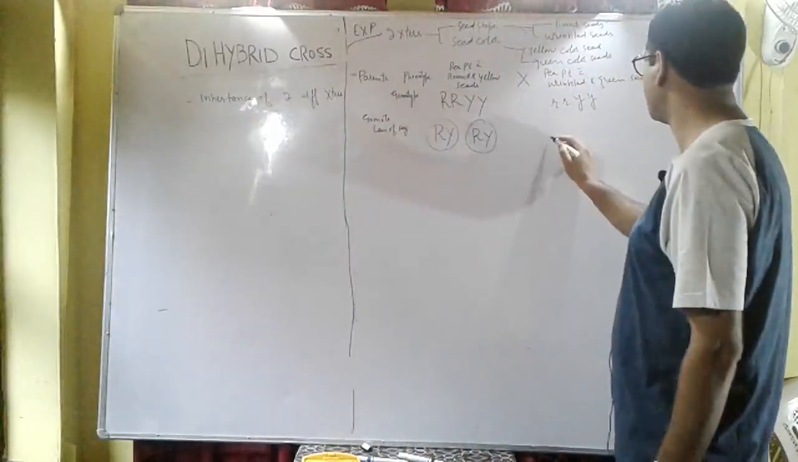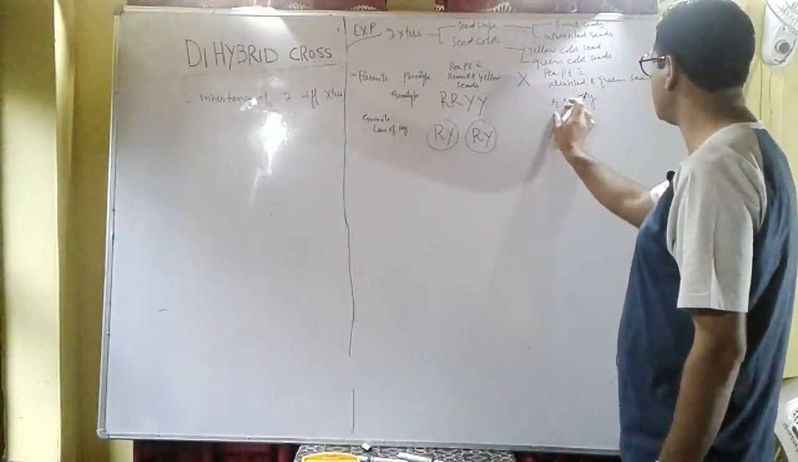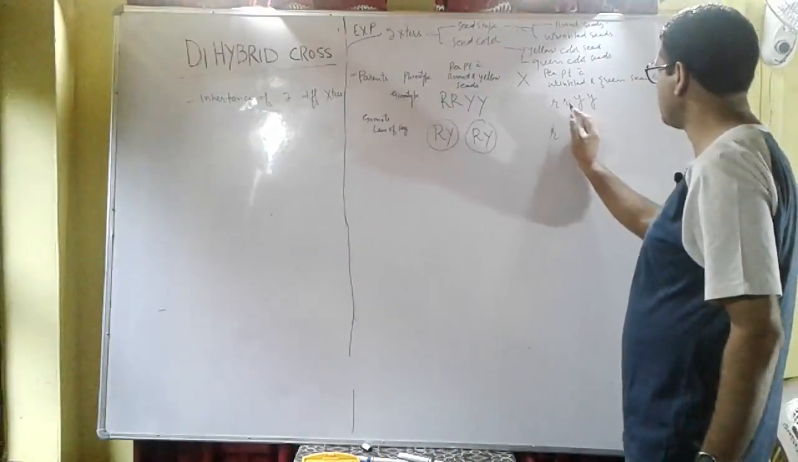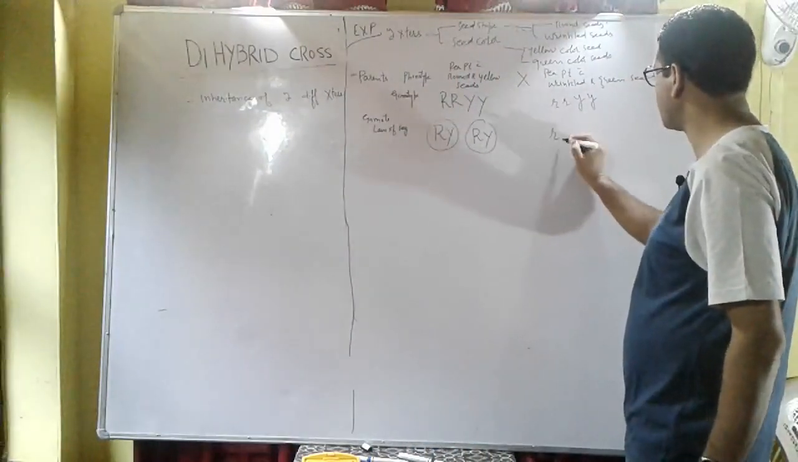Same is the case here. Small r, the two alleles of a gene will separate.